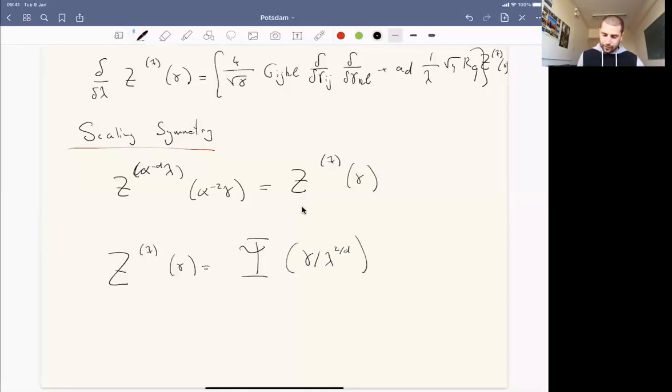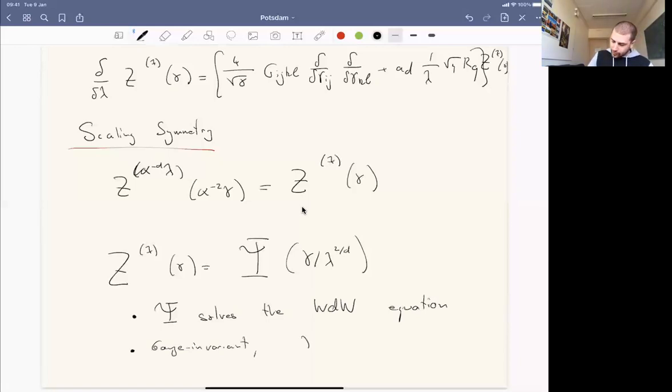Because of this simpler flow that has a scaling symmetry, you can make an ansatz that, if you plug it back in, gets rid of the lambda dependence, and you're left with another equation. It turns out this equation is nothing else, up to some mild field redefinitions, than the radial Wheeler-DeWitt equation. And what's really nice here is that it's gauge invariant, in that there's only the combination gamma over lambda to the 2 over d that enters.